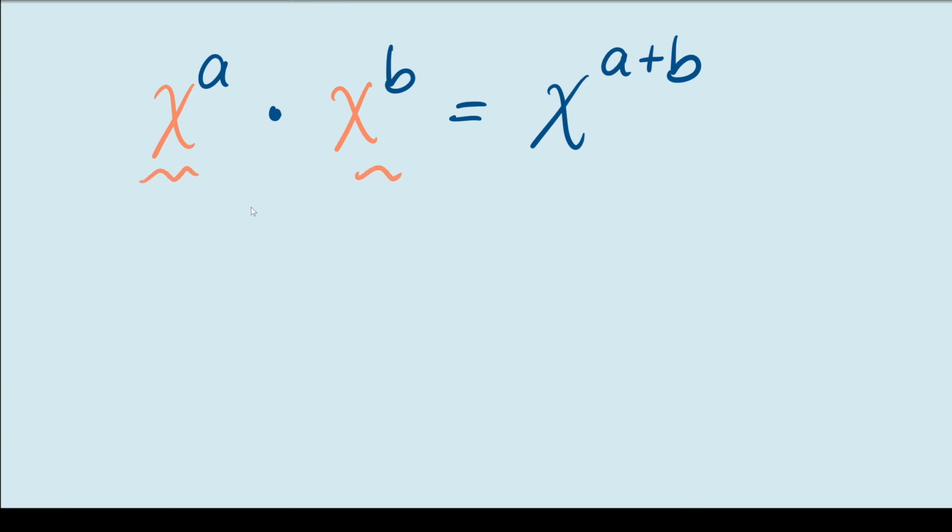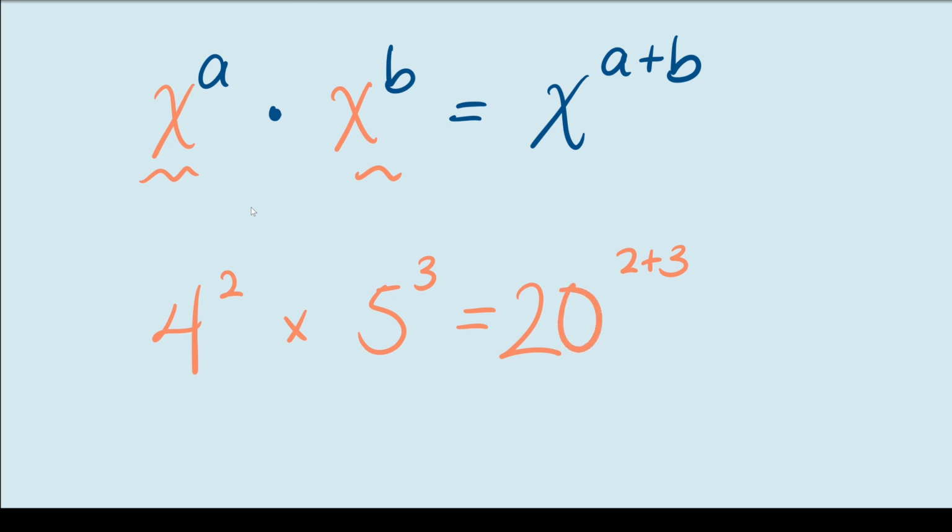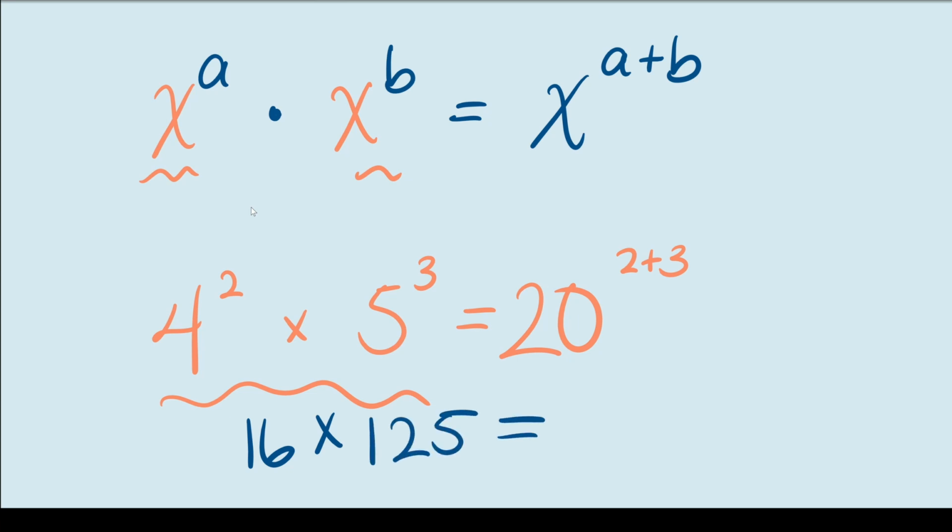So, for example, if I had 4 squared times 5 to the third power, I couldn't just say that this is 4 to the 2 plus 3 power or 5 to the 2 plus 3 power. And as a matter of fact, I couldn't even say it's 20 to the 2 plus 3 power. All of those are wrong. So if you have something like this, you just can't do that using this trick. You just have to expand. So using 4 squared, which is 16, times 5 to the third power, which is 125. You just have to do this, and then you would know that this is 2000.